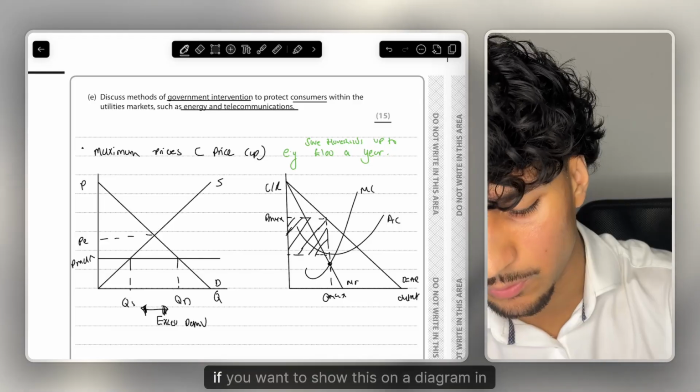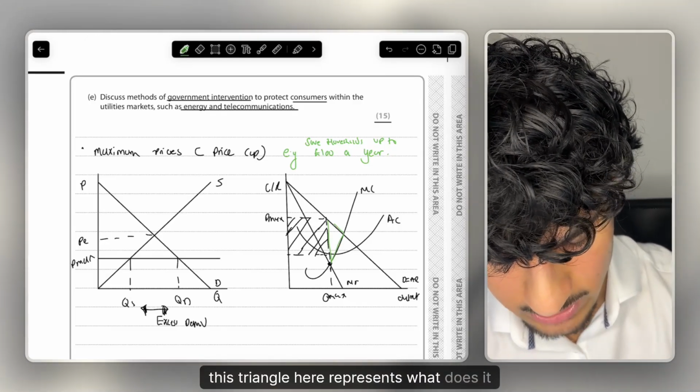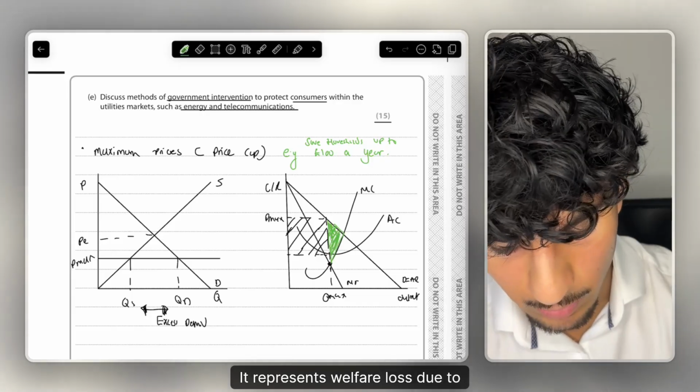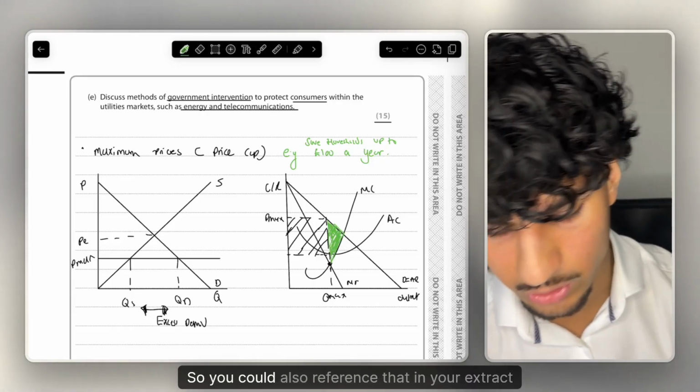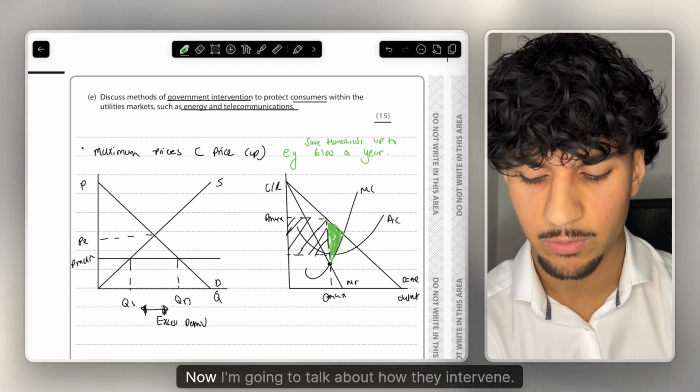As we know, if you want to show this on a diagram in monopolies also, this triangle here represents, what does it represent? It represents welfare loss due to monopolies profit maximizing. So you could also reference that in your extract. So I've given a bit of context on why the government need to intervene. Now I'm going to talk about how they intervene.